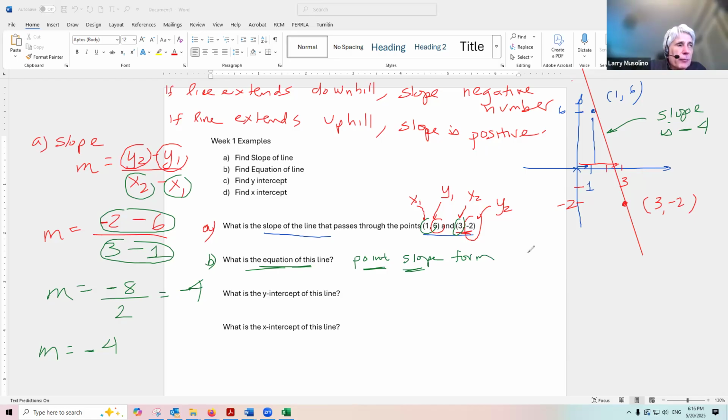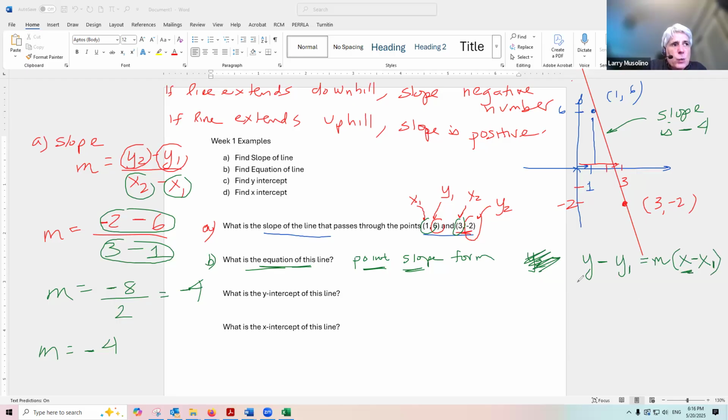Here's what the equation looks like. Let me write it like this. I'm sorry. y minus y1 equals m(x minus x1).